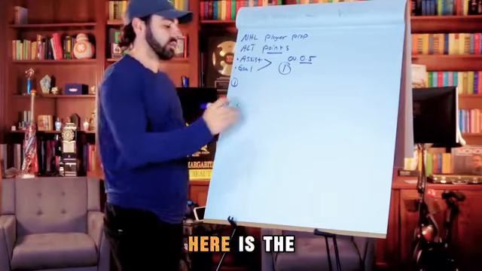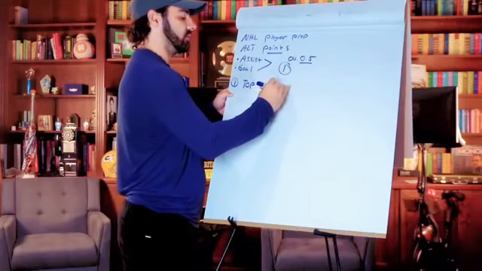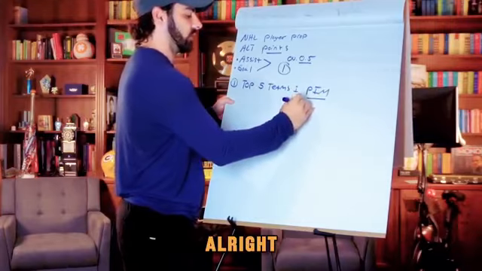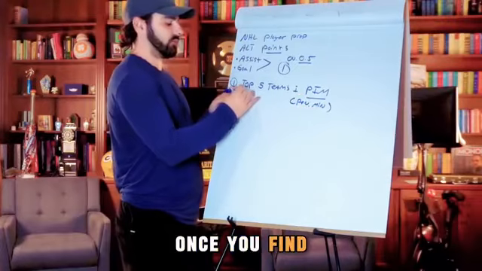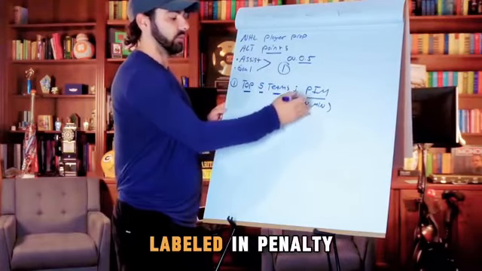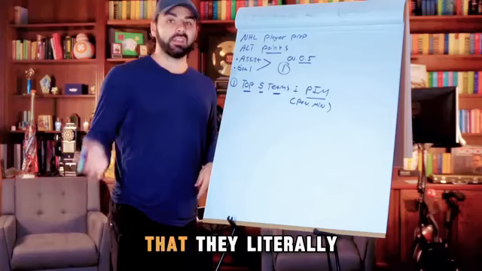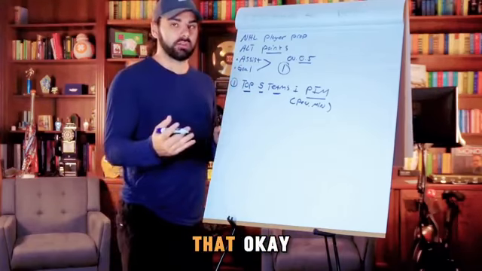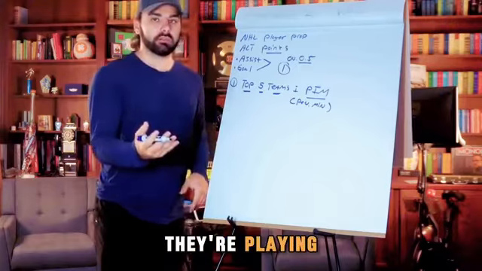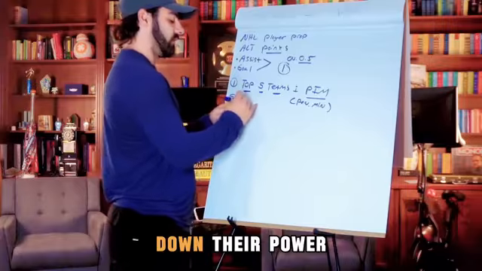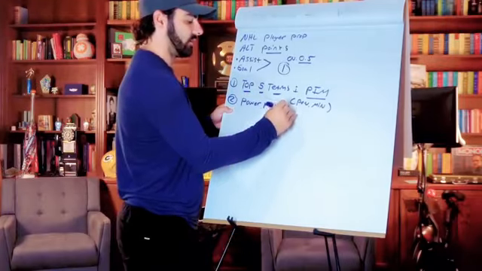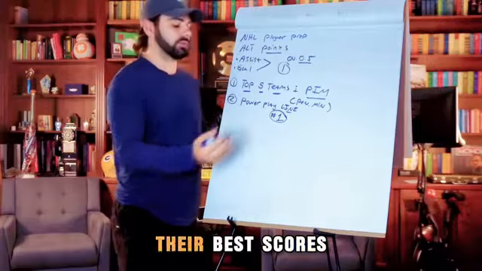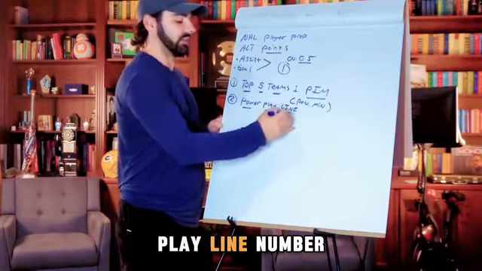First thing you're going to look for here is the top 5 teams in PIM, which is penalty minutes, all right? Penalty minutes. Now once you find the top 5 teams that are labeled in penalty minutes, so this means that they literally play with a man down a good portion of the time, you're going to flip that to the opposing team of who they're playing. And what you're going to do is you're going to write down their power play line number 1, okay? That means that this is when they put in their best scorers. Their best scorers are going to be on the power play line number 1.